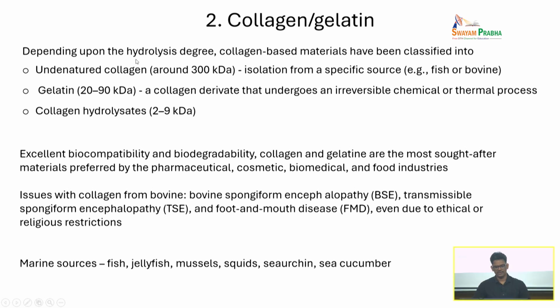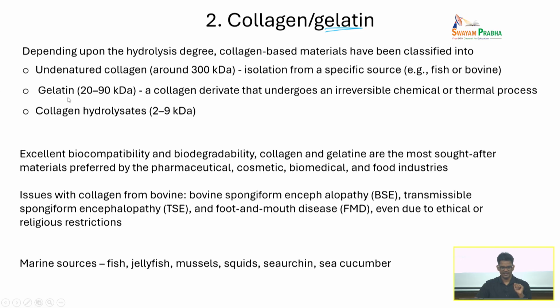So we also see another term called gelatin. Gelatin is also related to collagen. It's basically a different form of collagen, especially from a molecular point of view. What you can do is hydrolysis. If you do hydrolysis, you basically break the polymeric chain into smaller units. That means you can reduce the molecular weight. Typically the undenatured, that is native, collagen has roughly 300 kilodaltons, and this is isolated from specific sources. It could be fish or bovine sources.